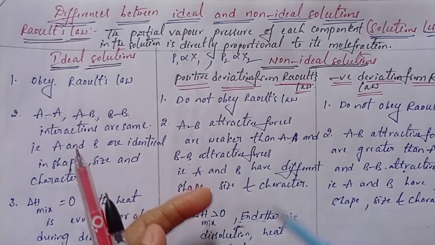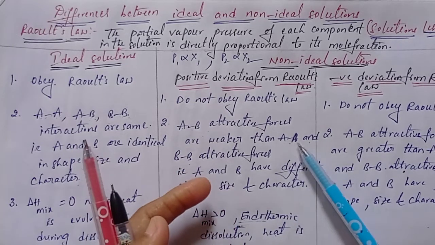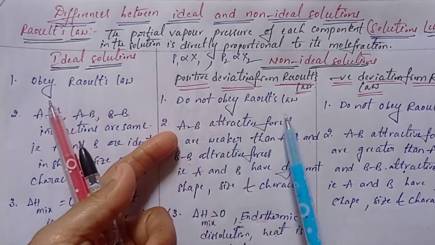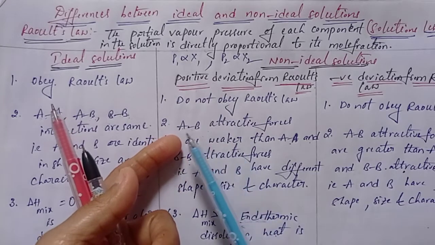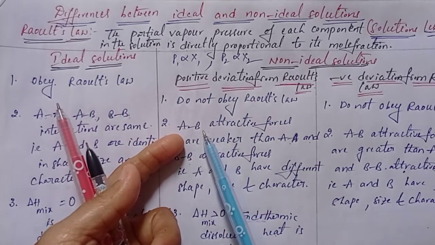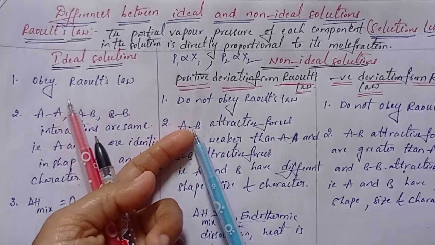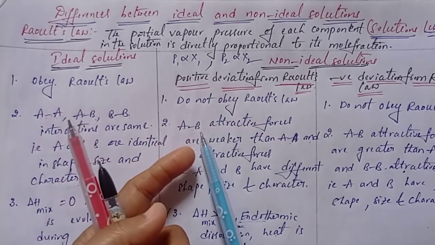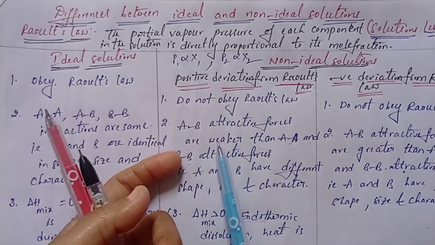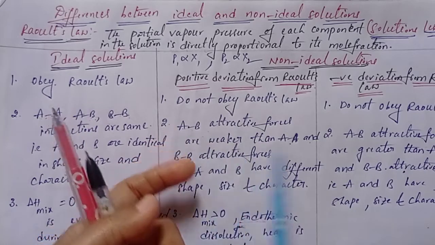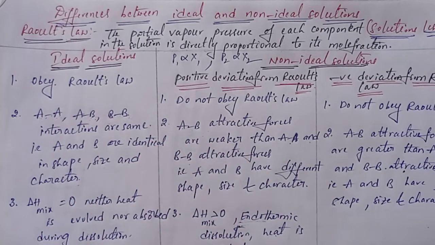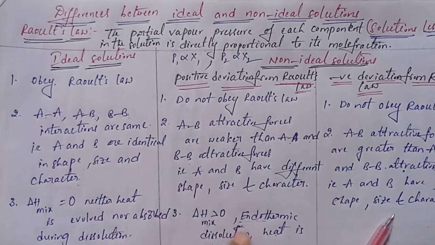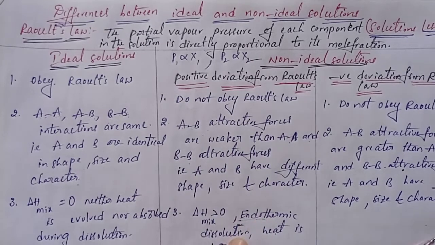More energy is required, so that's why energy is absorbed more. Here energy is more, but here AB attractive forces are weaker. Between the two components, attractive forces are weaker. That means during the formation of bond, very little energy is released, students, because here attractive forces are weaker. Clear? So it is endothermic dissolution.